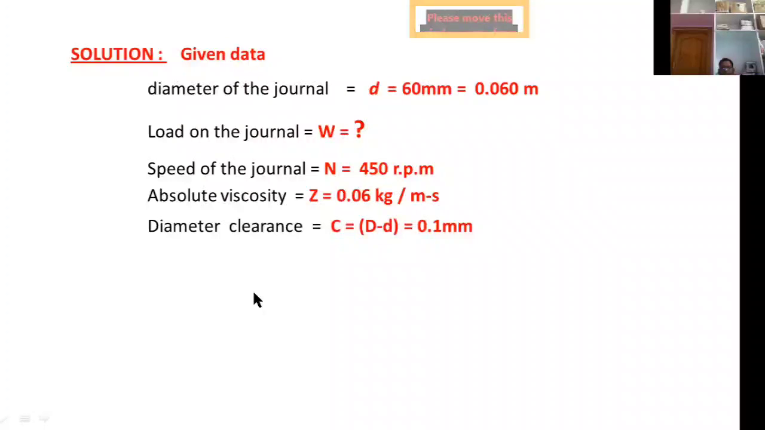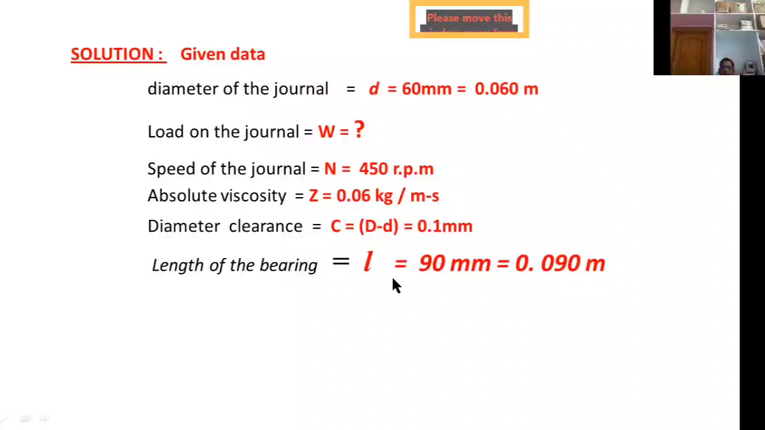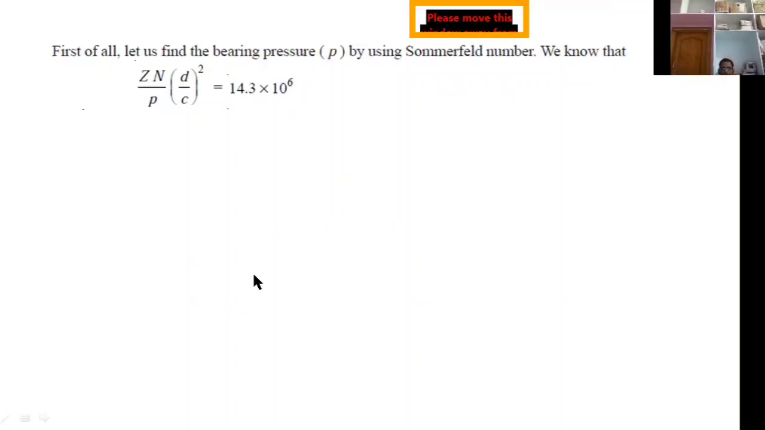The diametral clearance is also given, that is capital C equal to capital D minus small d equal to 0.1 mm. The length of the bearing is also given, L equal to 90 mm. By using these details, you have to find the value of W. These are the given data. Now, first of all, you have to know the value of bearing pressure, capital P. First of all, you have to find that value. From the Sommerfeld number, you have to find the value of bearing pressure.